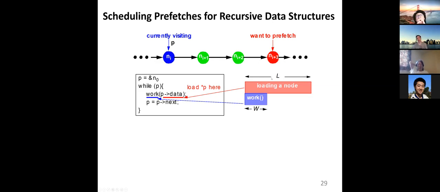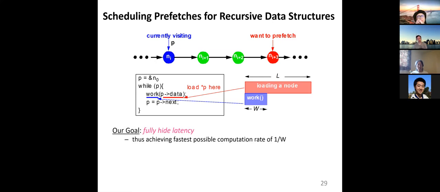The problem for us is that the work might be small, and the load of the node might take a lot of time when we access the data here. So we have work, the blue and purple, and we have a load here that loads this data. The first time you access this data, it might cause a cache miss.